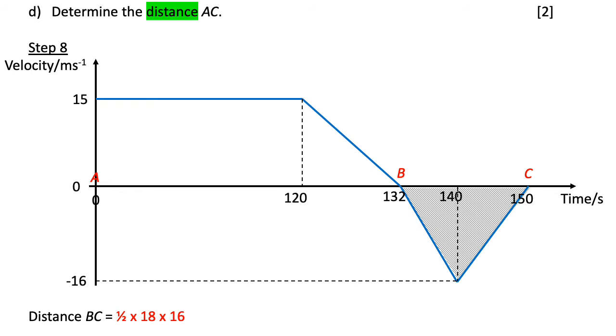So half base times height, half times 18 times 16. And I get an area. Remember, area can't be negative. Area of 144. So according to my calculations, A to B is 1,890 and B to C is 144.